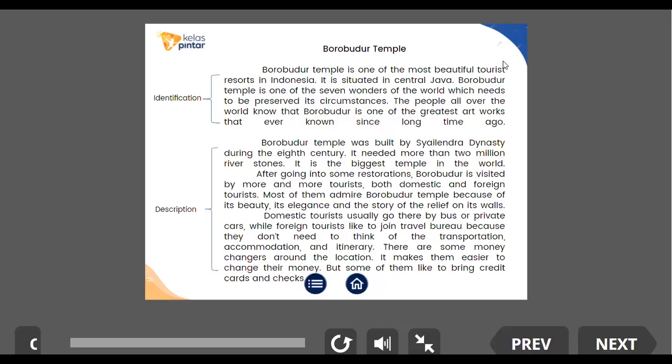It is explained furthermore, dijelaskan lebih jauh lagi bahwa it is the biggest temple in the world. Ini adalah candi terbesar di dunia. Because of what? Because of the previous explanation. Oke, karena tadi ada penjelasan sebelumnya bahwa it needed more than 2 million river stones, which becomes the sign that it is the biggest temple in the world. Ya, yang menjadi tanda bahwa ini adalah candi terbesar di dunia.